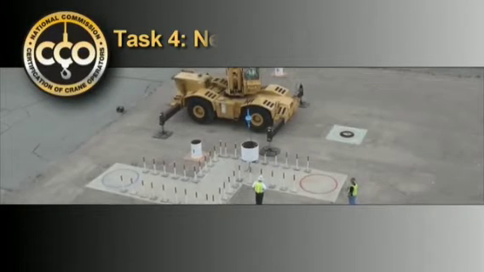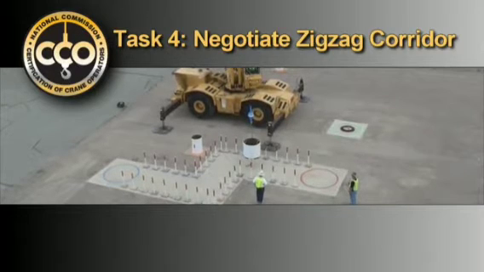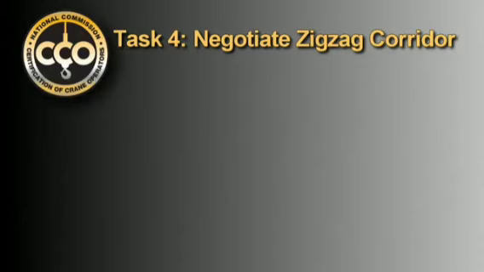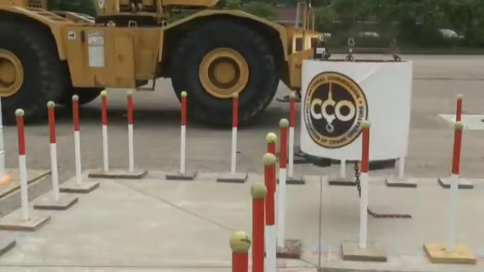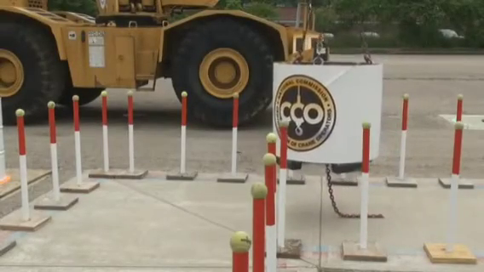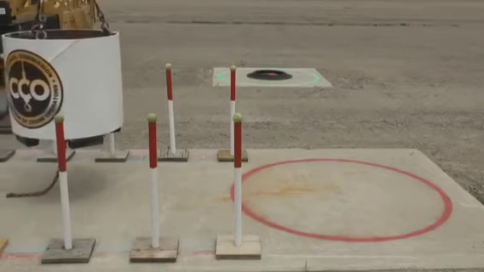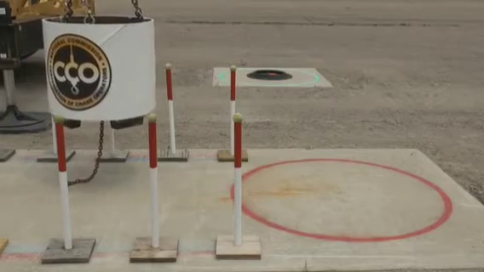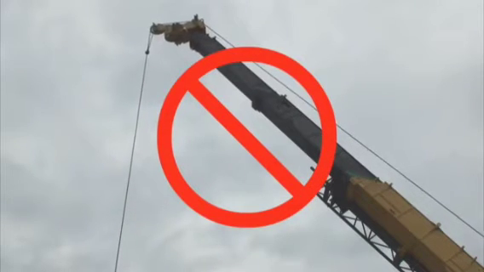Task 4. Zigzag corridor. This task is divided into 2 separate subtasks, 4A and 4B. 4A requires you to negotiate the corridor in a forward direction. 4B requires you to negotiate the corridor in a reverse direction. You may not telescope during any part of this task.